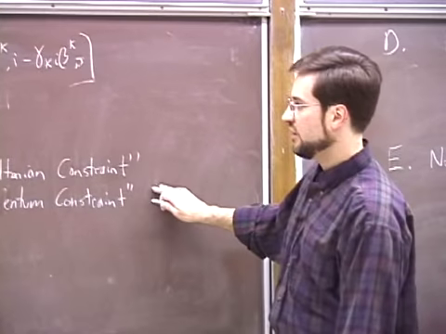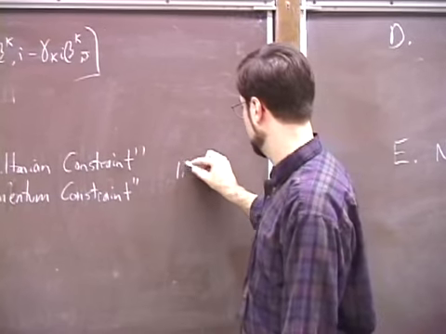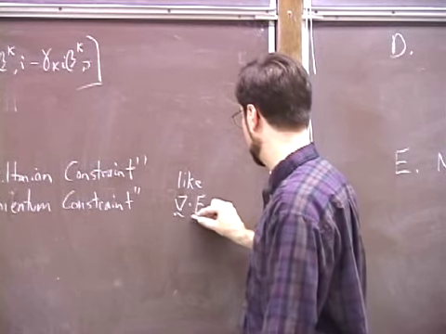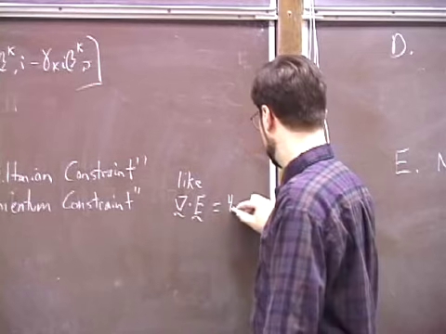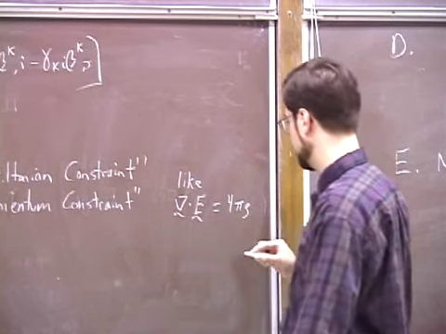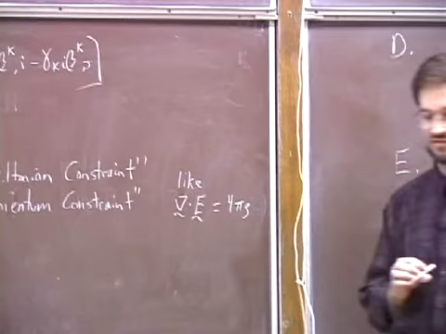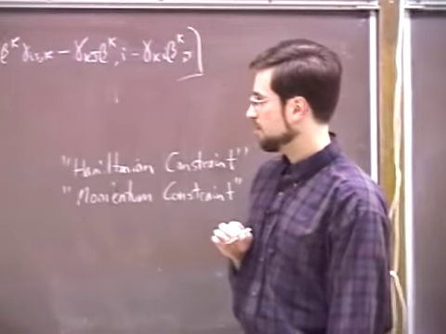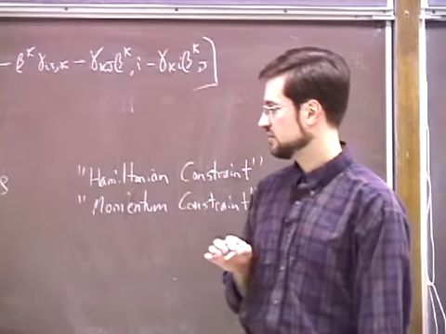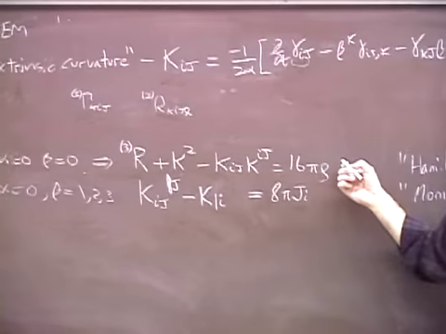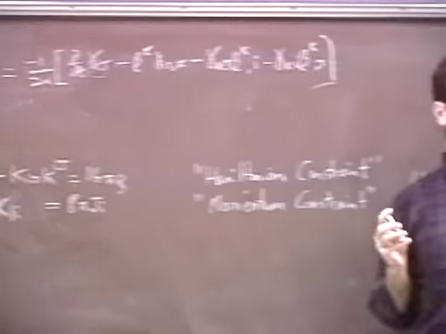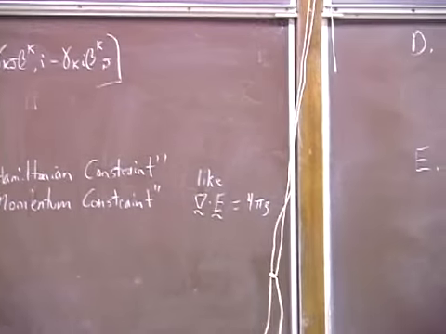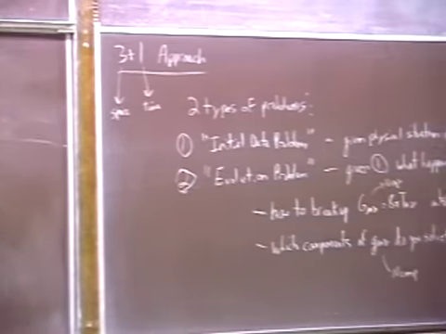So these are the constraints, and these are like this divergence of E is 4 pi rho. They tell you at a particular time, what does the gravitational field have to satisfy? So these are what you would solve if you wanted to look at the initial data problem.